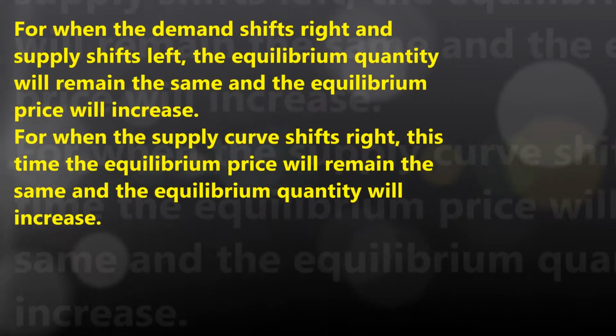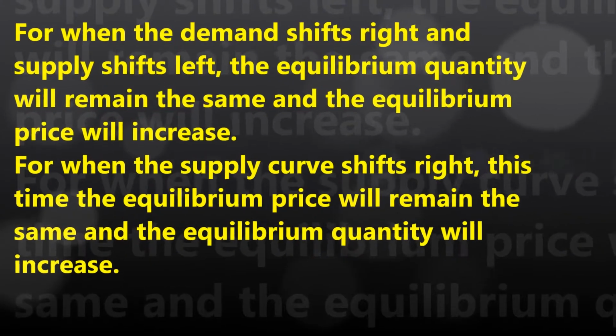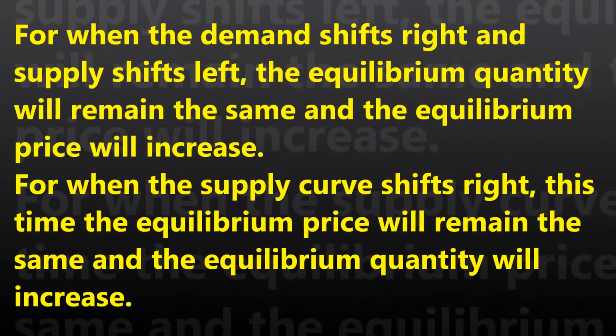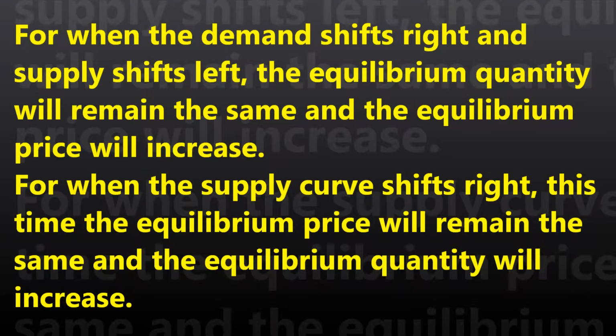For when the demand shifts right and supply shifts left, the equilibrium quantity will remain the same and the equilibrium price will increase. But for when the supply curve shifts right, this time the equilibrium price will remain the same and the equilibrium quantity will increase.